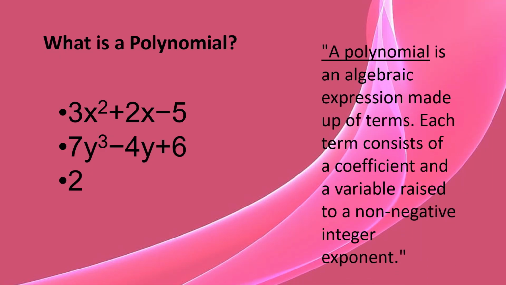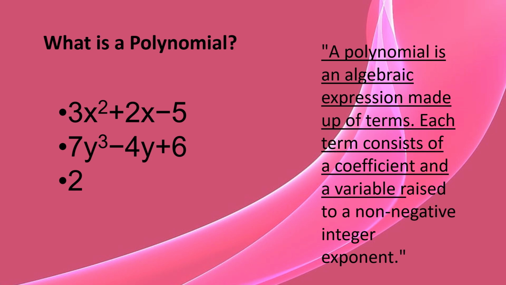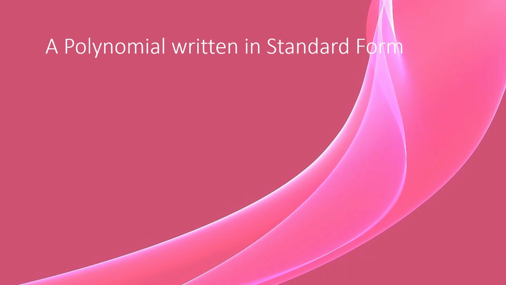What is a polynomial? A polynomial is an algebraic expression made up of terms. Each term consists of a coefficient and a variable raised to a non-negative integer exponent. A polynomial can have one or more terms. A constant can also be considered a polynomial of degree 0. This is how the polynomial expression is written in standard form.